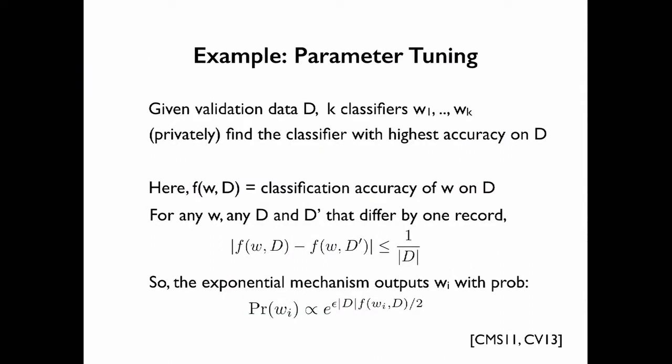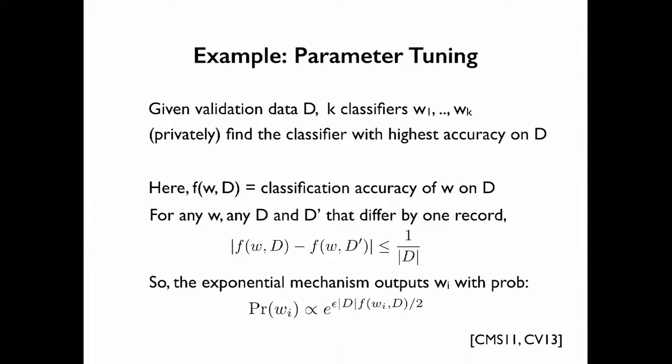Here is an example of what the exponential mechanism does. So this example would be, for example, parameter tuning, right? So suppose you have some validation data set D, and you have k classifiers, W1 to Wk, which you got out of tuning k parameters, okay? And let's say your validation data set is private, and you would want to find the classifier with the highest accuracy on D, right? So here, your function f(W, D) would be the classification accuracy of W on D.